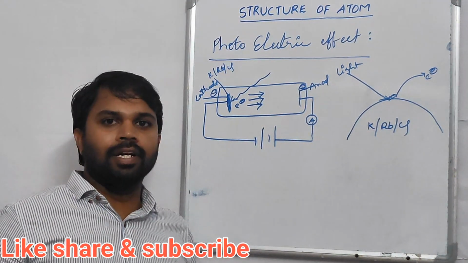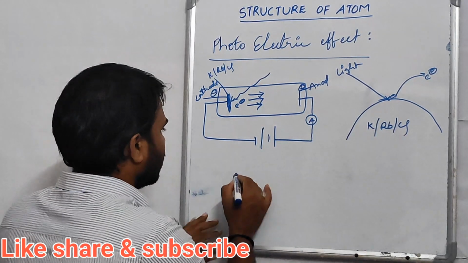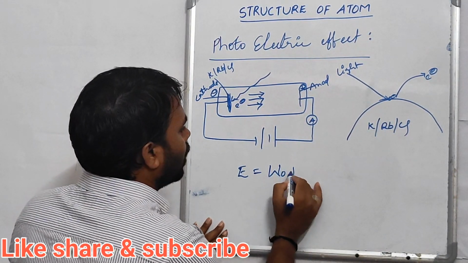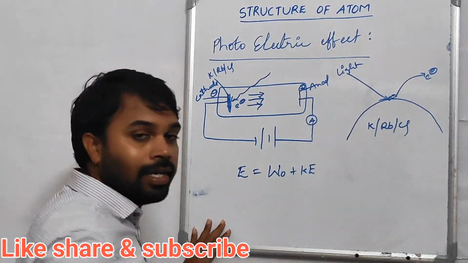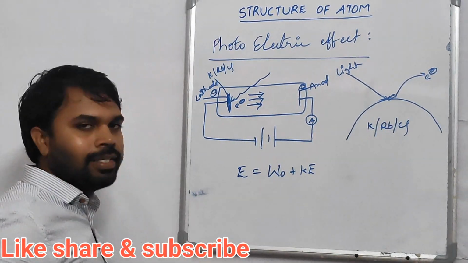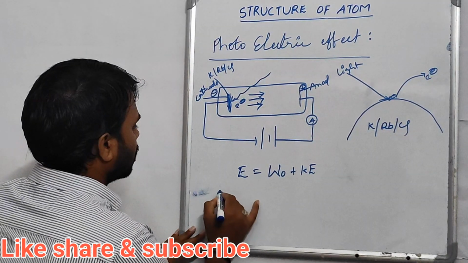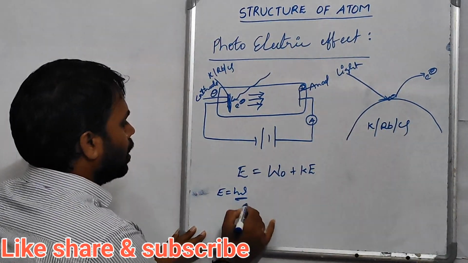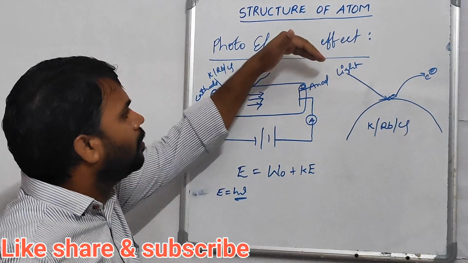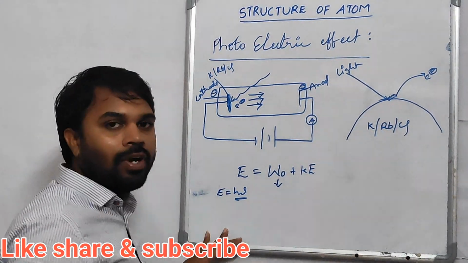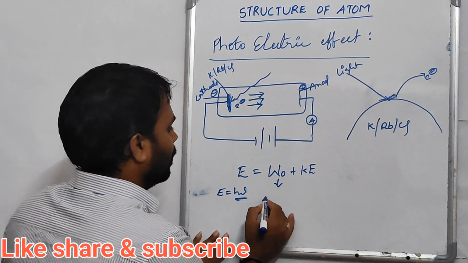The mathematical expression of the photoelectric effect is E equals W naught plus kinetic energy. Here E is the energy of the incident light, that is equal to h nu, where nu is the frequency of the incident light, and W naught is the work function or threshold energy.